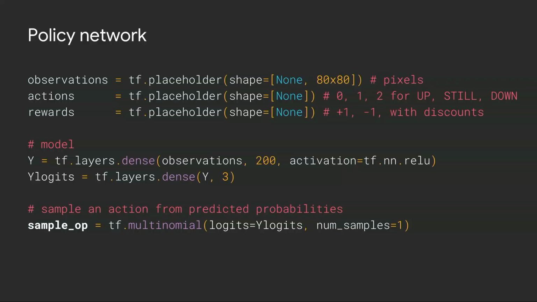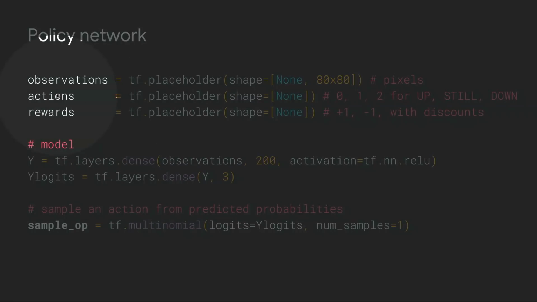That's right. And for the actions placeholder, it's just going to hold all the sampled moves that the model happened to decide to play. And the rewards placeholder will collect all the discounted rewards. Now with those as inputs, we're ready to build a model. The network is really simple. It's like the one Martin showed before.